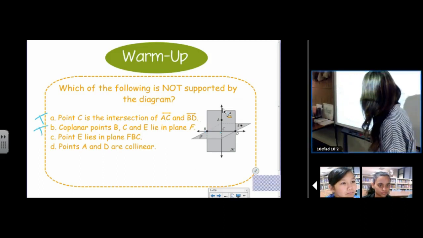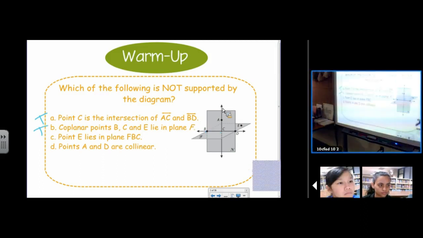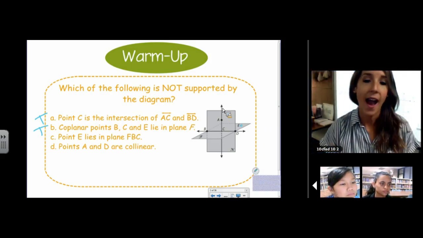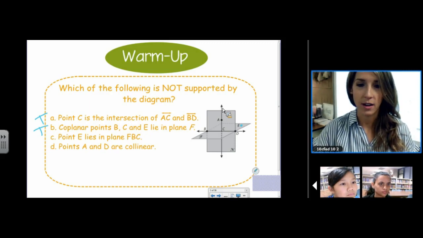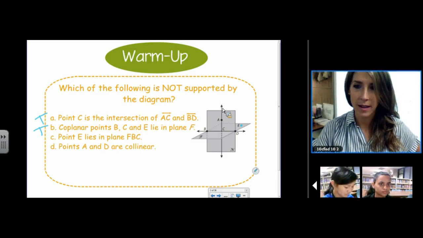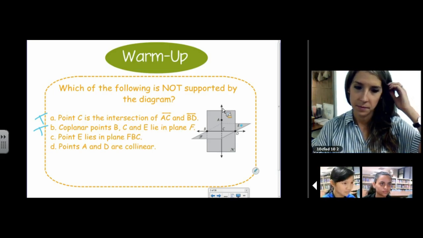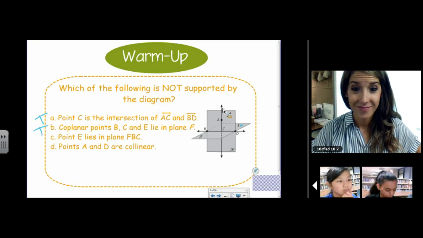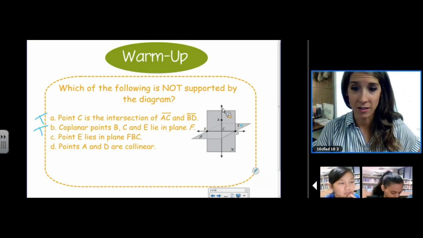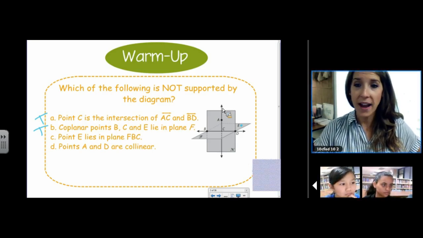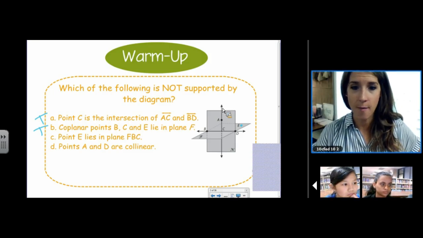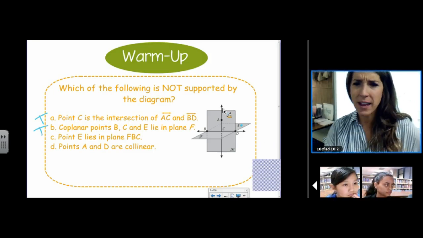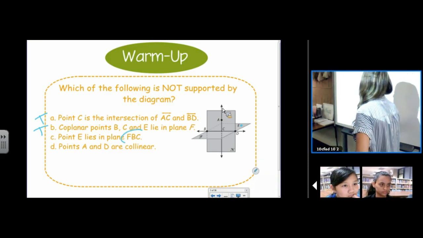All right, next one. Point E lies in plane FBC. I see a huge no-no here. What is the big deal about C? They named that plane wrong. Completely wrong. That is not supported by the diagram. Point E lies in plane... There is no such thing as plane FBC.